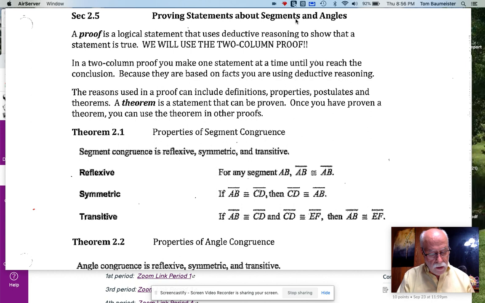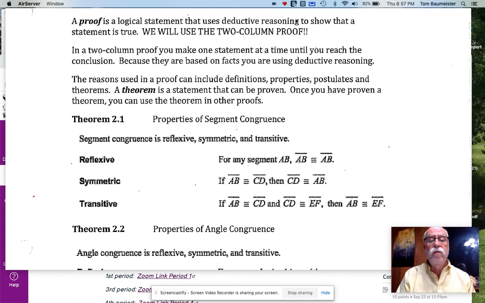Same thing with symmetric. If line segment AB is congruent to line segment CD, and we're kind of flipping it, then we can say that line segment CD is congruent to line segment AB. And then finally, the transitive property: if line segment AB is congruent to line segment CD, and line segment CD is congruent to line segment EF, then you can say that line segment AB is congruent to line segment EF.